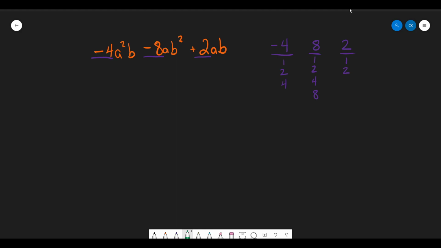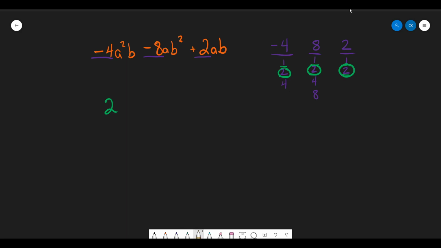So out of all of my common factors, which is the greatest between all three of them? Well, they have a 1 in common, and they have a 2 in common. So the greatest common factor between all three is going to be 2. So this 2 comes out front.